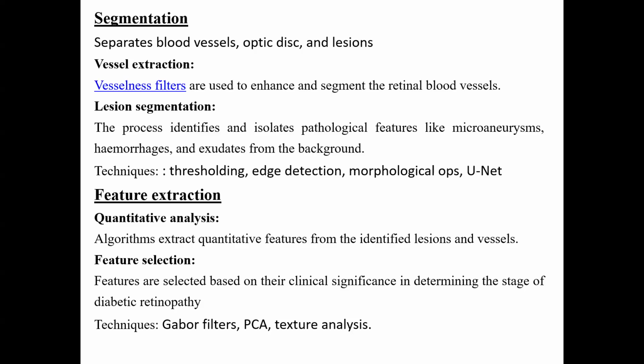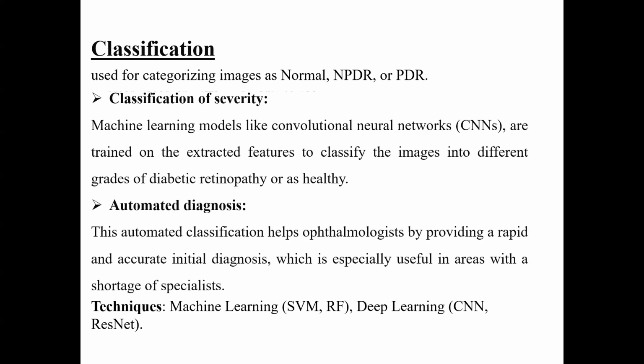So detecting them optimally is a key step in the diagnosis of diabetic retinopathy. Once these lesion-based features are extracted, the next stage is classification. Classification is basically used for categorizing images as normal, non-proliferative diabetic retinopathy, or proliferative diabetic retinopathy. It can be done based on severity and also for automated diagnosis.